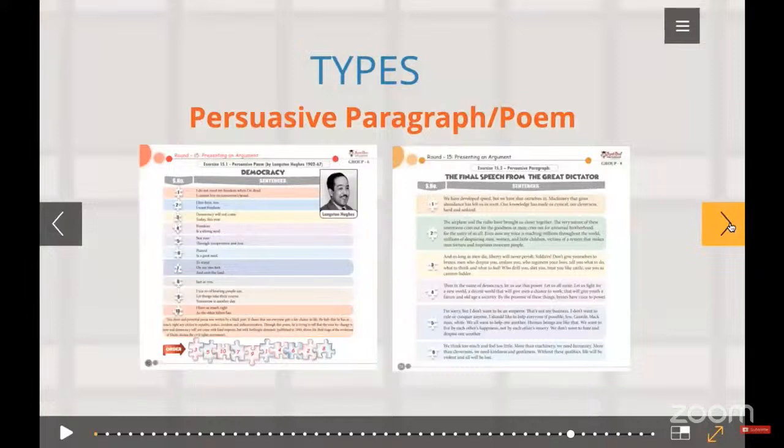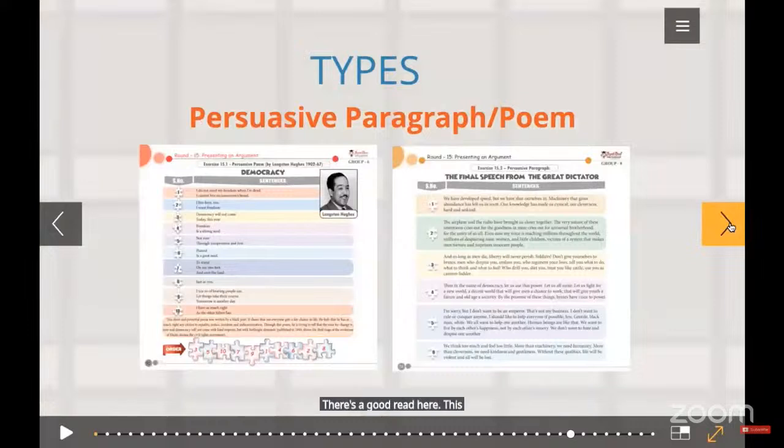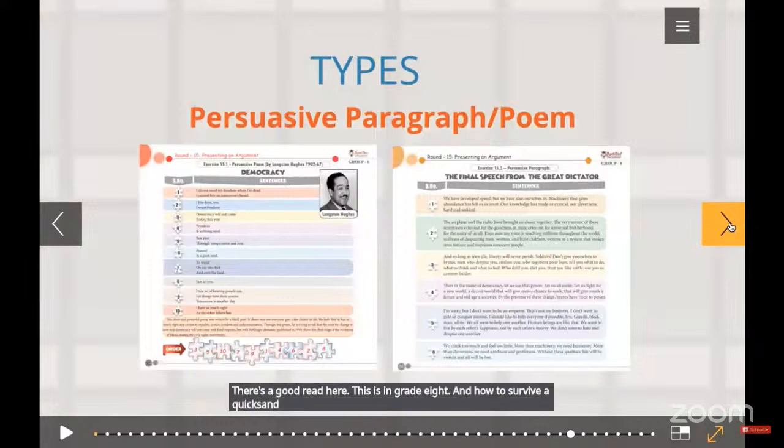And then we have a process paragraph or how-to paragraph. How to Read Poetry by Billy Collins is a good read here. This is in grade 8. And how to survive quicksand, that is in group 7. If you really want to know, take the group 7 book and see how to survive quicksand.